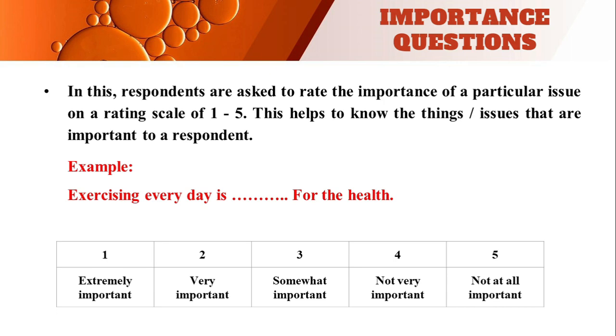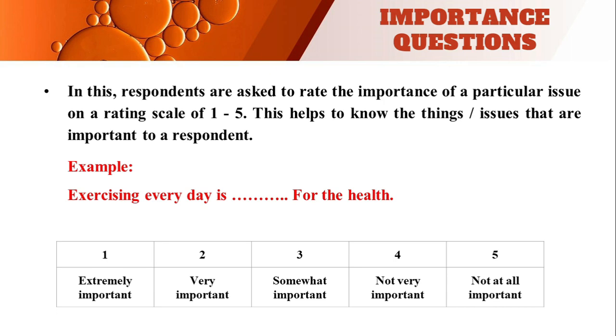Some persons can choose that it is extremely important for health. Others can choose very important. Some say it is not at all important. If the person says not at all important, we can say they have a negative attitude towards health. If the person says extremely important, we come to the conclusion that he has a positive attitude. So to know what kind of importance they give to things in life, we go for the importance question.